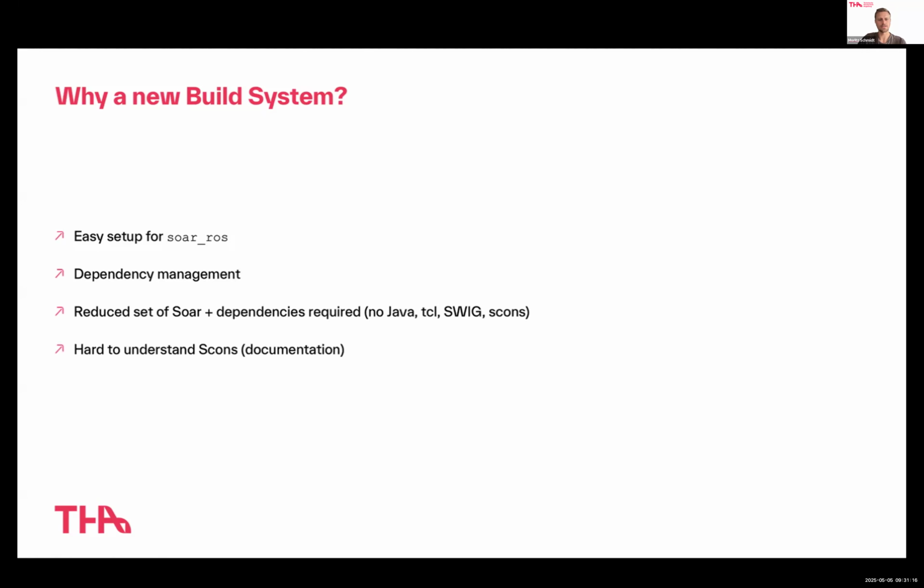I found that SCons is very hard to understand, documentation-wise, and it has a lot of global variables. So I said, okay, let's use CMake for that. And I don't know if you know it, ROS 2 has a default tooling that's based on CMake. So integration was very easy from that side.